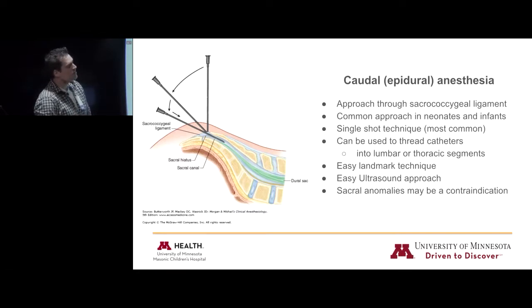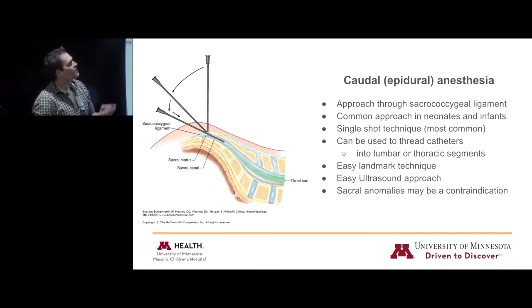Most commonly used as a single shot technique, and if you dilute the local anesthetic, you can actually reach really nice spread up to the mid-thoracic level, but we also use it to thread catheters basically all the way up to the thoracic level if necessary. It is an easy landmark technique. It is also doable under ultrasound, and it's fairly easy to learn and to do. The only problem is if we have sacral anomalies, then we may not want to inject in this area.